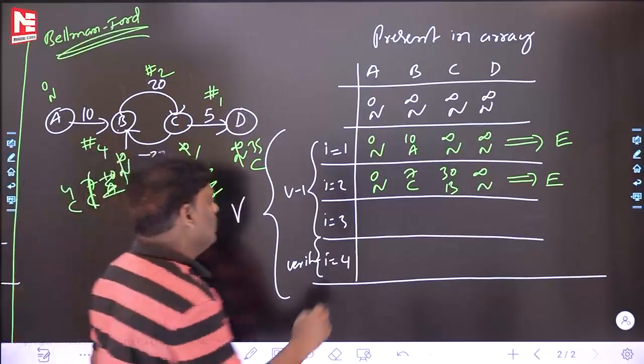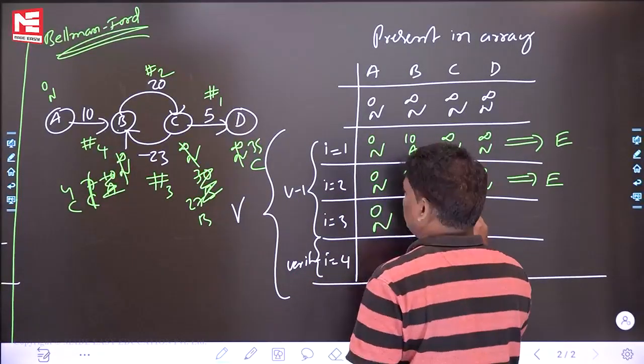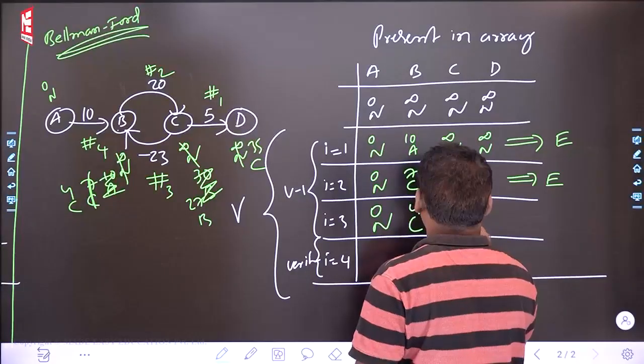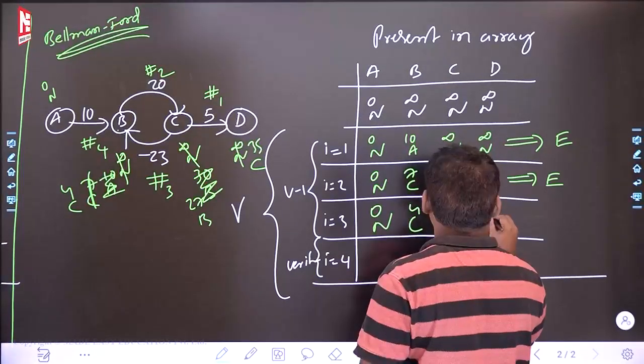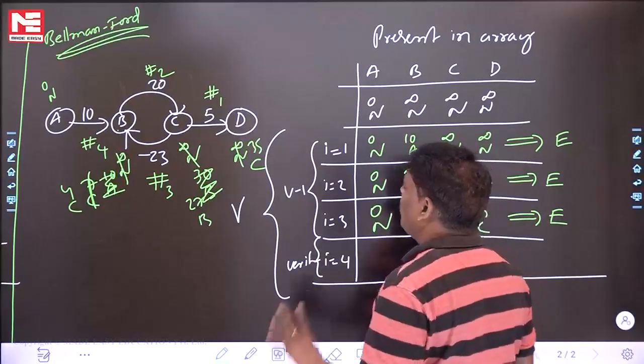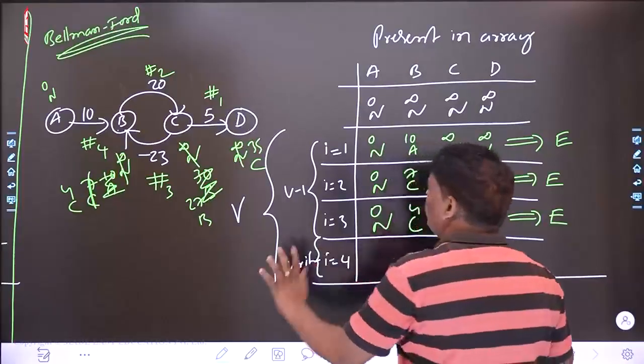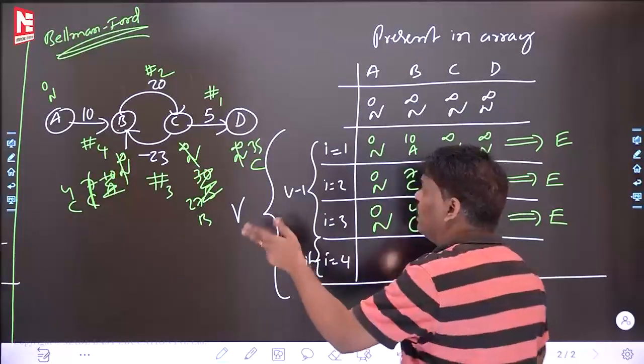Let me write the answer. A 0 null, this is 4 C, this is 27 B, this one 35 C, right, like that. So this is also E time, fine. So V minus 1 rounds over. In the verification round the value cannot change, right? Let me do it only for namesake, the value will not change, still I will do it, right?